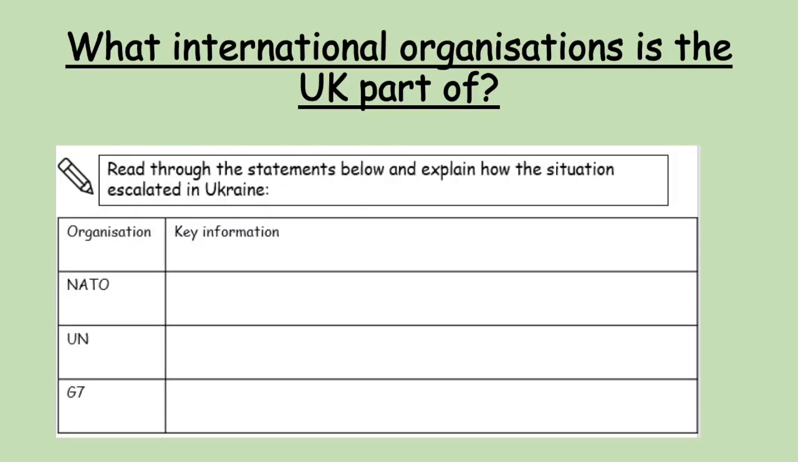So firstly, we need to know what three international organisations the UK is part of and that we're going to be looking at today. So these are NATO, the United Nations and G7. As I go through them on the next few slides, you should be completing the first task on your worksheet. So a table with the key information about each of the organisations.